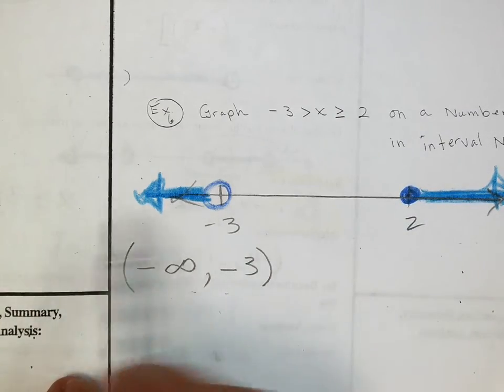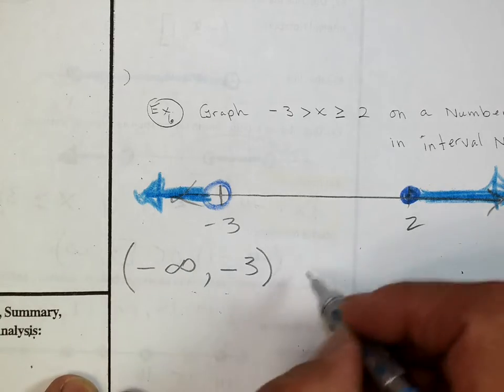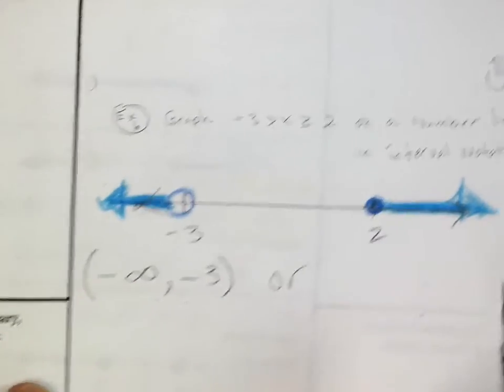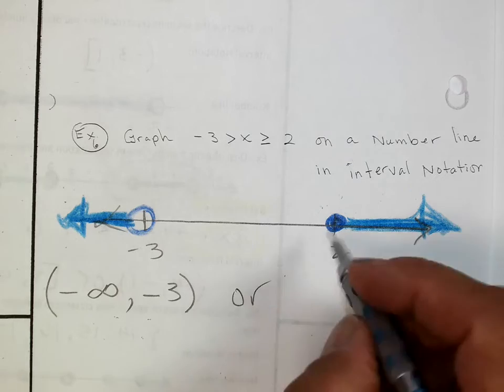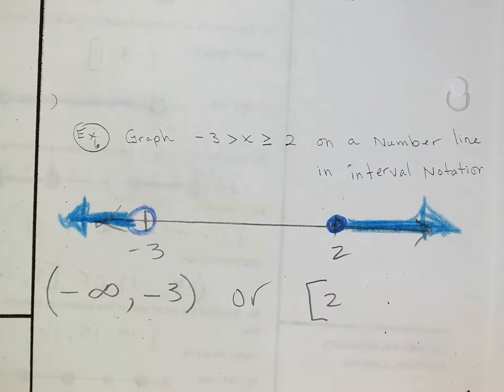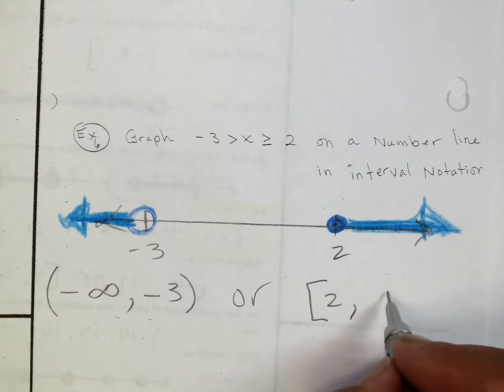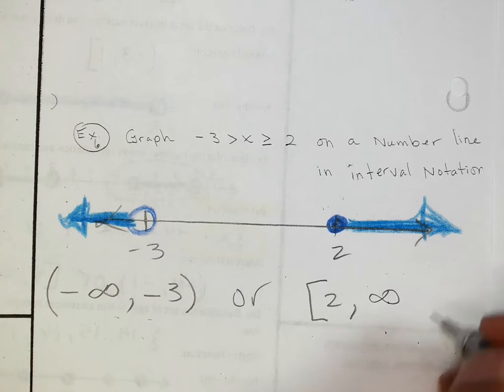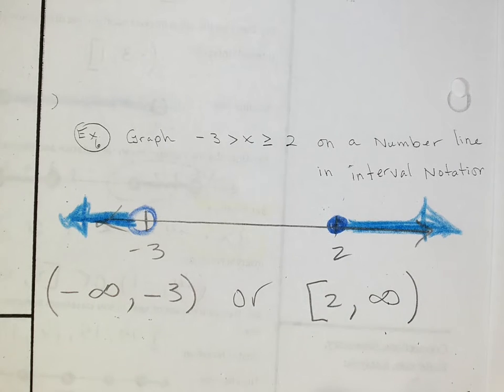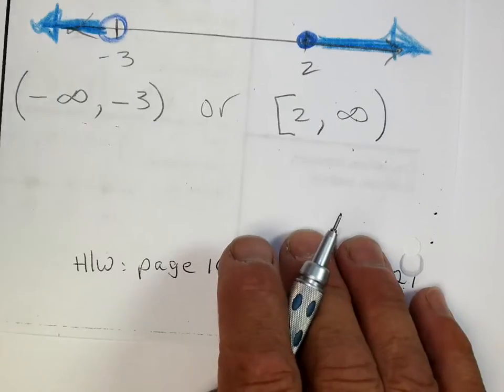Okay, now we got this piece done. Everybody okay with that piece? So I go or, because I'm going to jump from here to here. Okay, or. We'll go bracket 2, because it does include 2, comma. Easy question, Ben. What goes here? Infinity. Can we ever get there? Nah, so it's a parentheses. Thumbs up?